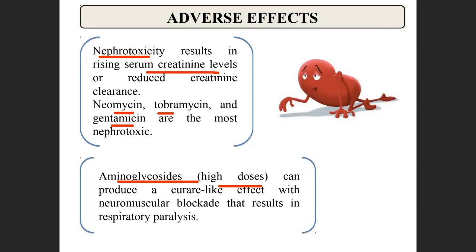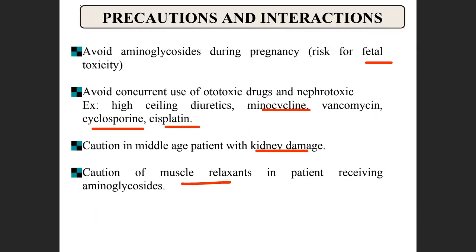So you have studied these NMJ blockers, right, in your first semester. So that is the effect if high doses of aminoglycosides are given. So aminoglycosides in high doses cause muscle relaxation or muscle paralysis, and if the patient is taking another muscle relaxant, then it will have serious side effects. So these are the precautions that have to be taken, or we can say these are the interactions that can take place with aminoglycosides. So this is the last category of antibacterial agents, that is the aminoglycosides.